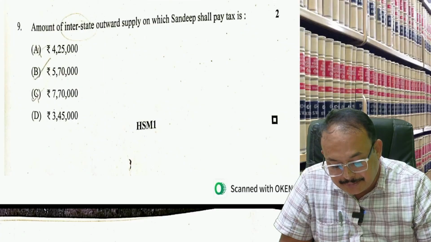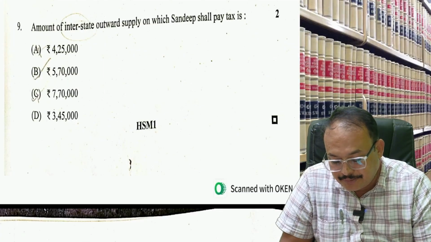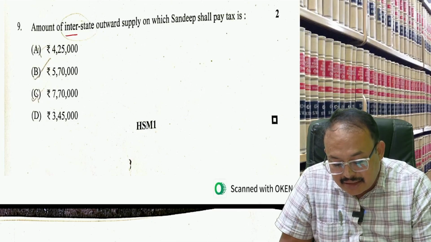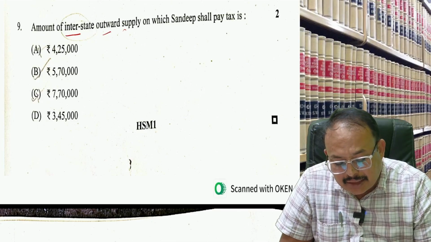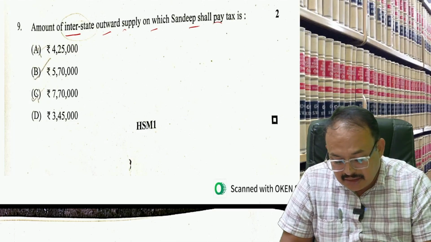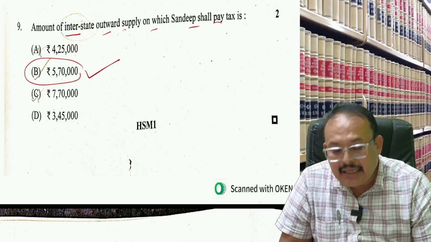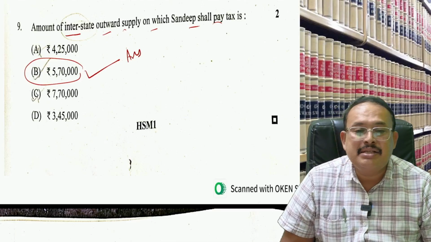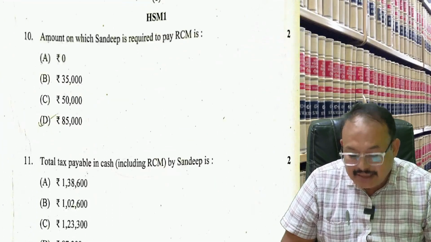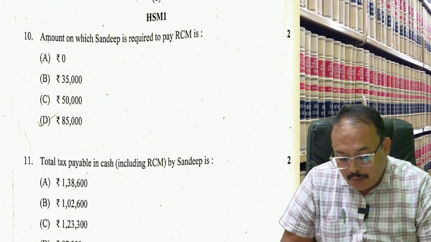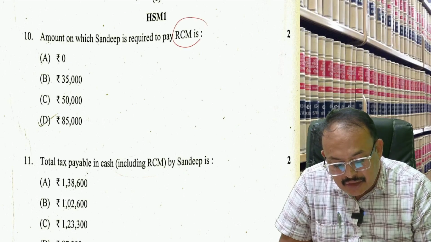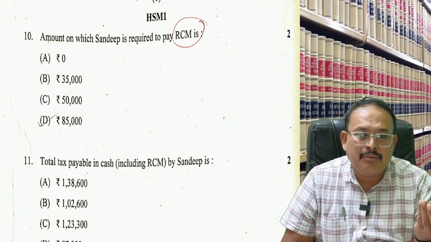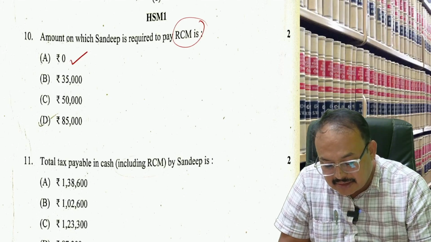Referring to point number 9, the amount of interstate outward supply on which Sandeep is liable to pay tax: 5,70,000 is the right answer, namely B is the answer. Question number 10: amount on which Sandeep is required to pay under RCM. Nothing is liable to be paid under RCM by Sandeep. Therefore, the right answer here is A. A is the answer.